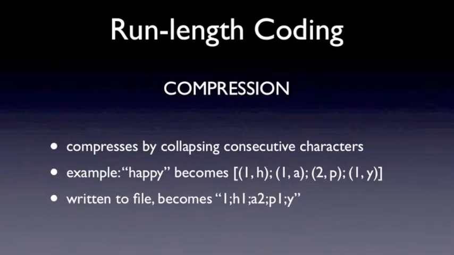Our first compression method is run-length compression. Run-length compression takes a string and transforms it into an encoded form by walking through the string character by character and counting consecutive like characters. When consecutive characters are no longer the same, the count is reset for the next unique character.